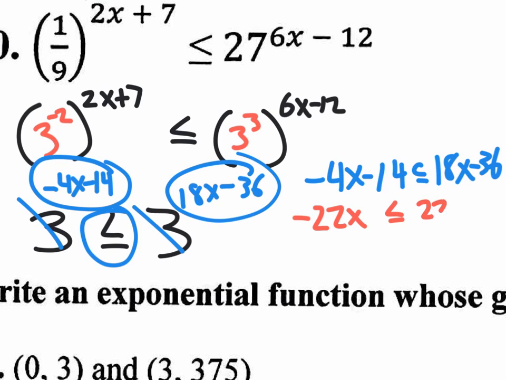you get 22. And your final step would be to divide by negative 22, which means that your final answer will be x, you have to flip it because it's dividing by a negative, x is greater than or equal to positive 1.